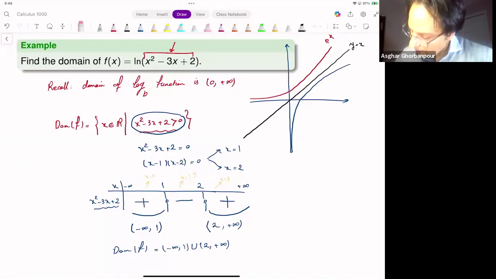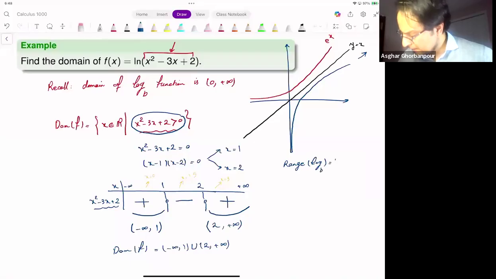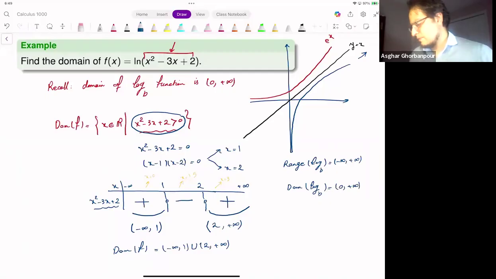Actually, this goes all the way up. So here it goes up. That means that the range of, in general, all log functions, but I draw only ln, is from negative infinity to positive infinity. The domain of them is from 0, only at 0, to plus infinity.